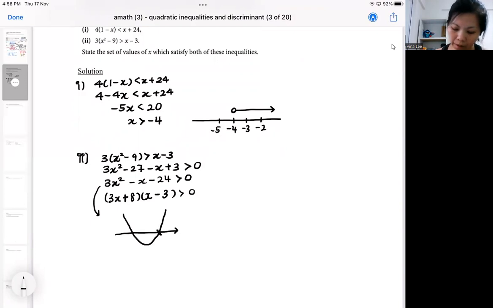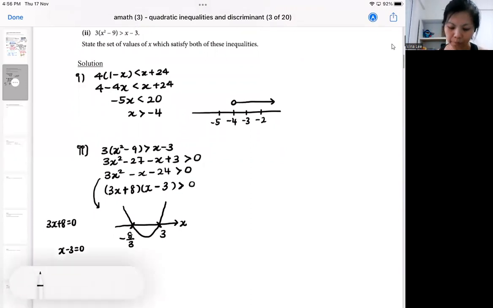Then the second step will involve me coming out with a sketch. And mentally, I can tell my x-intercept. So my x-intercept will be this. How do I mentally get the x-intercept? I let the bracket be 0, which you do not need to show. You just need to show the relevant sketch, the sketch with the x-intercept.